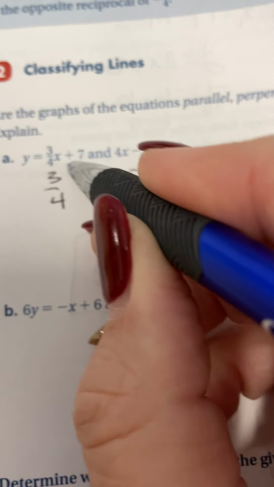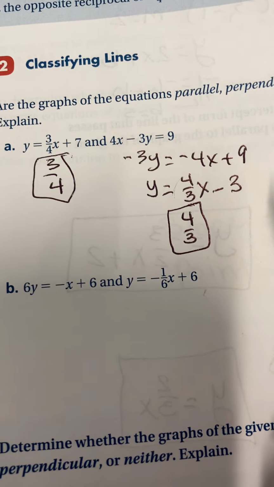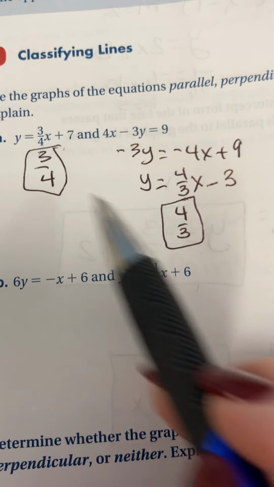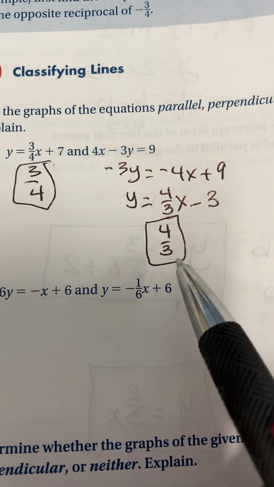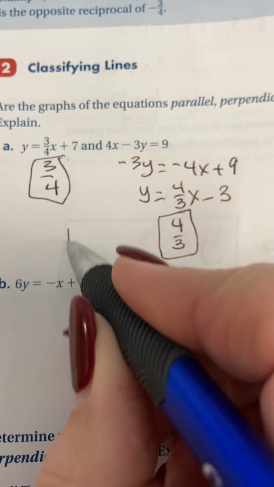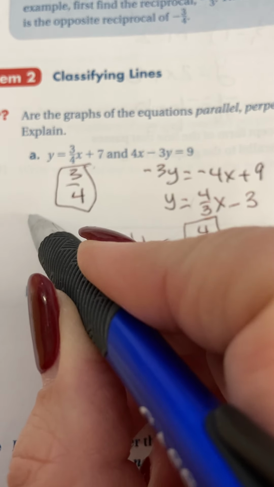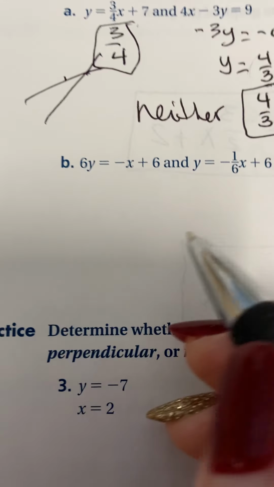All right, so I'm looking at 3/4 and I'm looking at 4/3. And then I ask, are they the same? Nope. Are they opposite reciprocals? They are reciprocals, but they are not opposite. So the answer to this one is that they are neither parallel nor perpendicular. They're just going to be, you know, maybe one would be a line like this and one might be a line like that where they intersect, but they're not parallel or hitting at 90-degree angles.